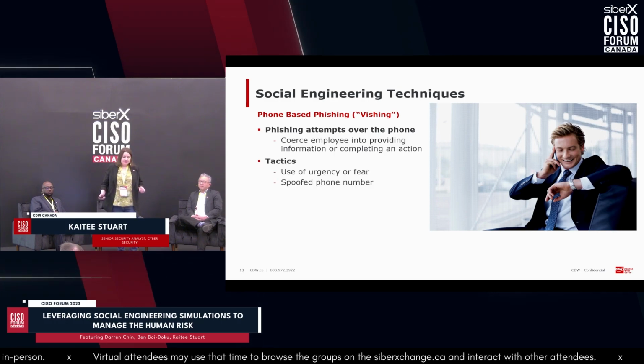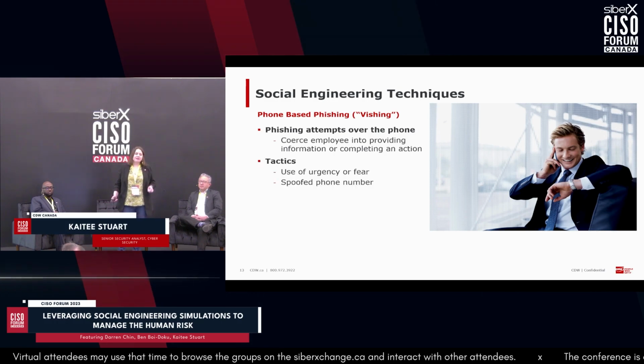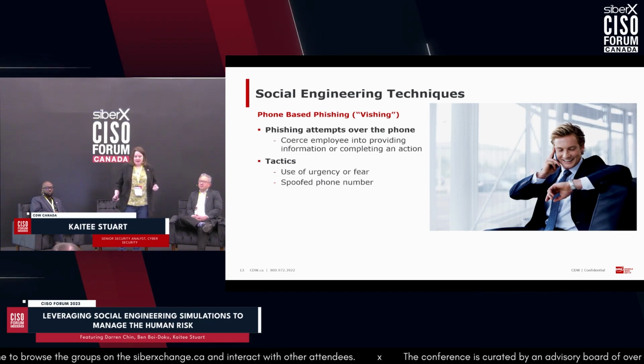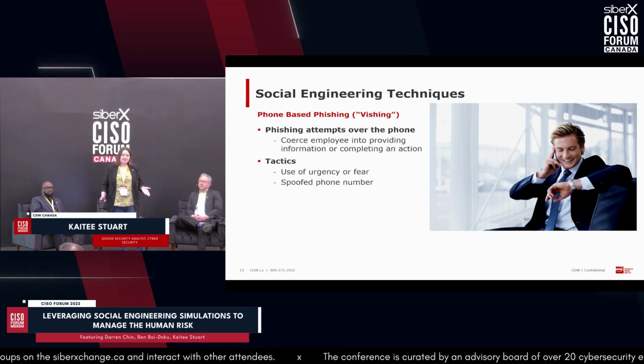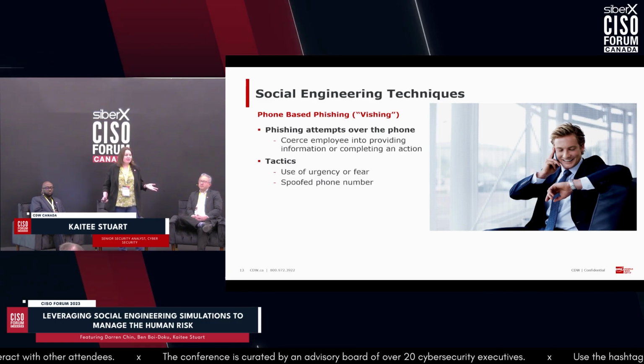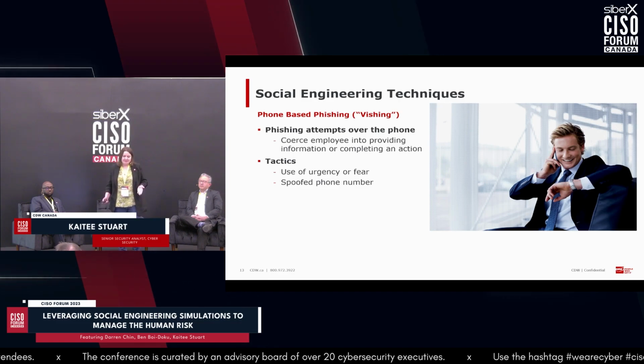A sense of urgency or fear is often used to force the target to quickly perform these actions without thinking it through. An example that perhaps we're all familiar with in our daily lives is receiving calls from spam callers letting us know that we're going to be deported or that the CRA wants us to pay some fees.